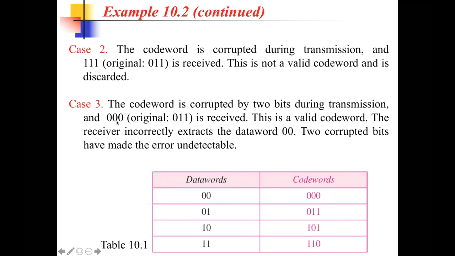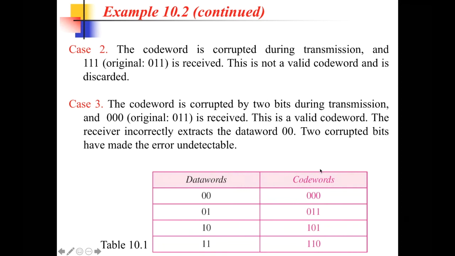However, if there was an error when two bits were flipped, check here, I sent you 0 1 1, you received 0 0 0. So two bits were flipped. This coding scheme could not detect two errors. It could detect one error, fine. But for two errors, it could not detect them.